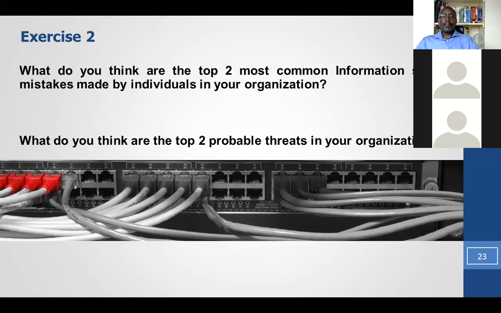Sorry, this is exercise 1. I just want you to think about this, and then you can type your answers in the chat. I want you to think about the 2 most common information security mistakes that are made by individuals in your organization. If you can just type 2 of them in the chat, then you can think about the top 2 probable threats to your organization. You've already looked at what threats are. You can just let us know what would be the top 2 probable threats in your organization, and then we can discuss those later.